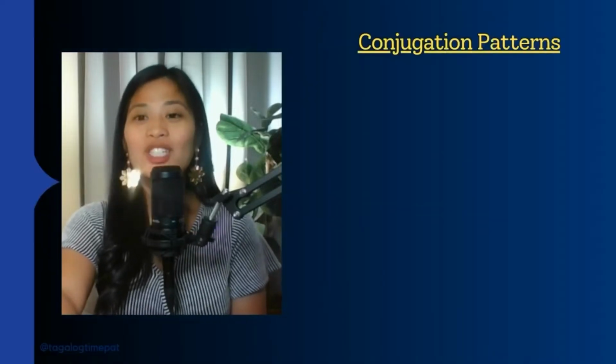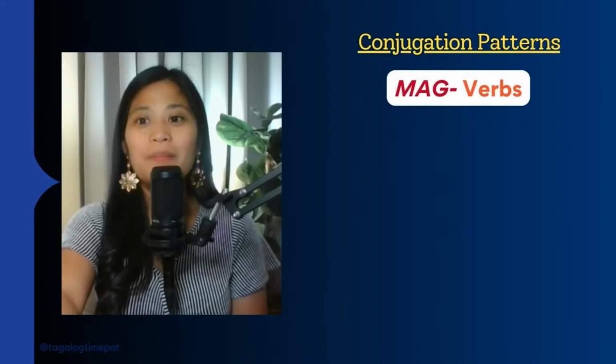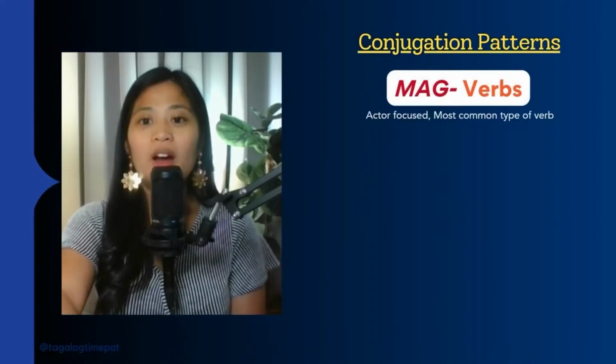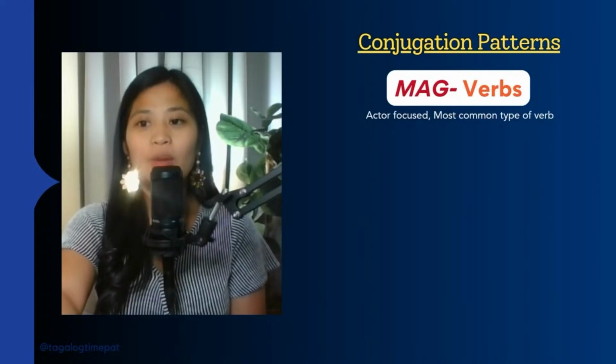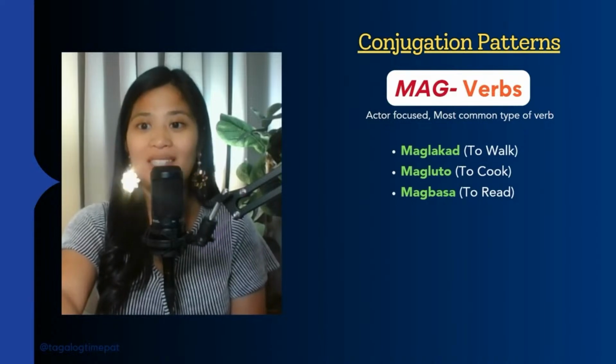Alrighty, so let's go ahead and jump right into these conjugation patterns. We will start with the Mag-verbs. They are usually actor-focused, and they are the most common type of verb in Tagalog. Here are some examples. Maglakad, to walk. Magluto, to cook. Magbasa, to read.